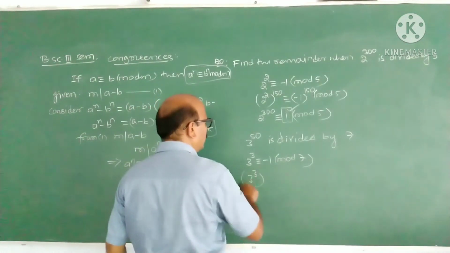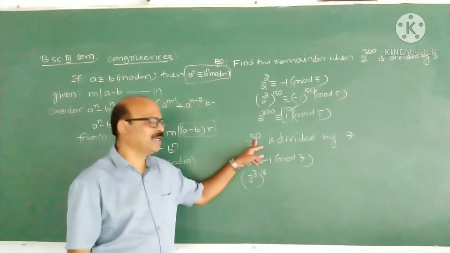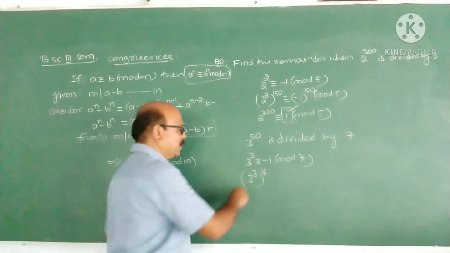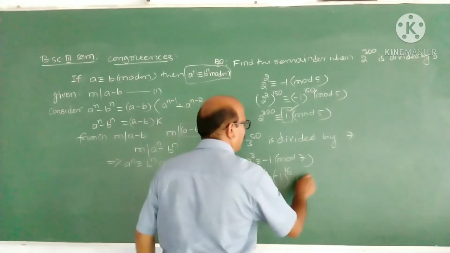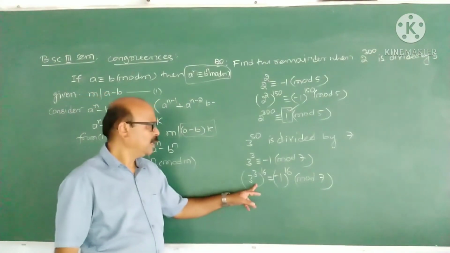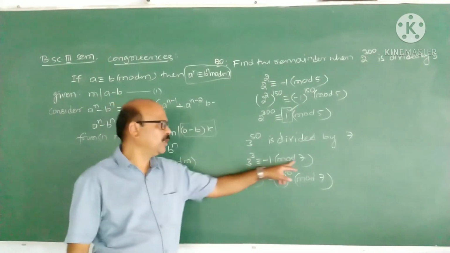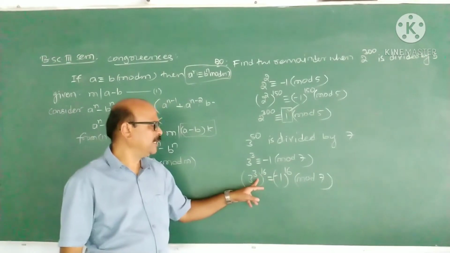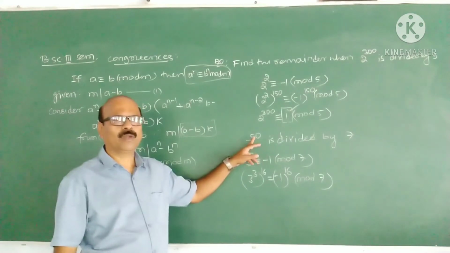Now you take 3 cube raised to 16. If you take 17, it becomes 51. 3 raised to 51. So we take 16. 3 raised to, on both sides we take 16. It is mod 7. Follow this step. In the beginning we have to consider some small powers and express that as plus or minus 1 mod m, and then raise to the power n on both sides, so that the power becomes near to the power of the given number.